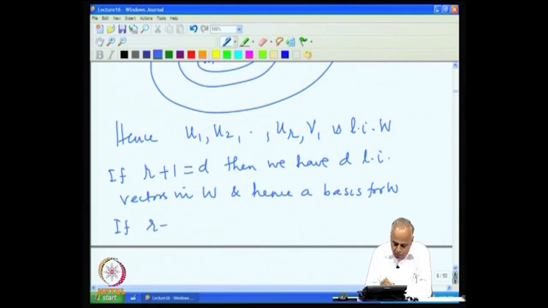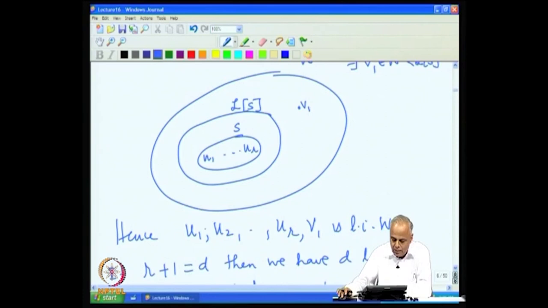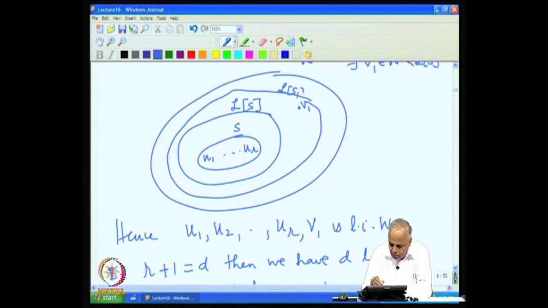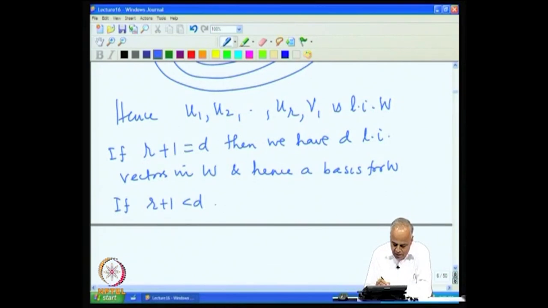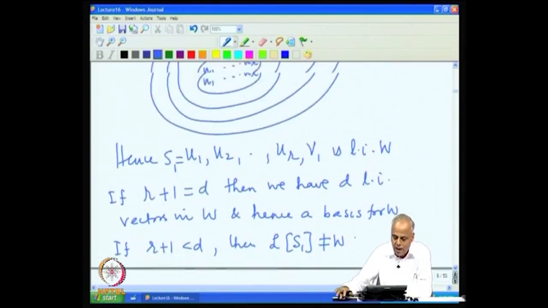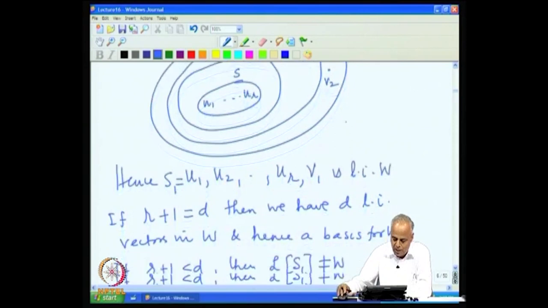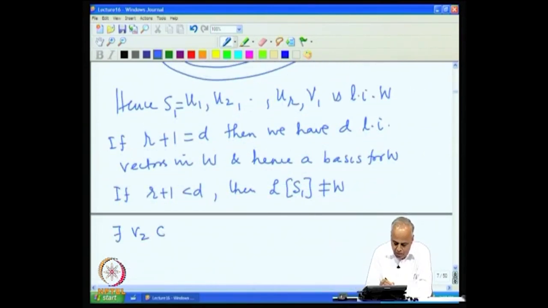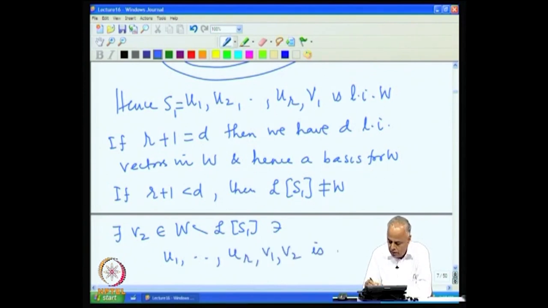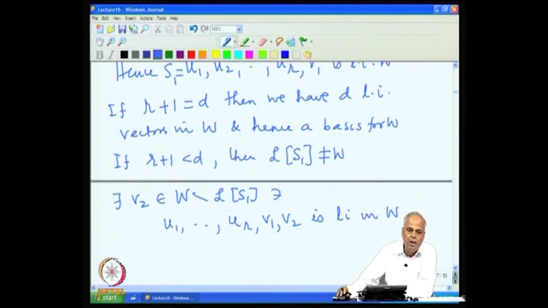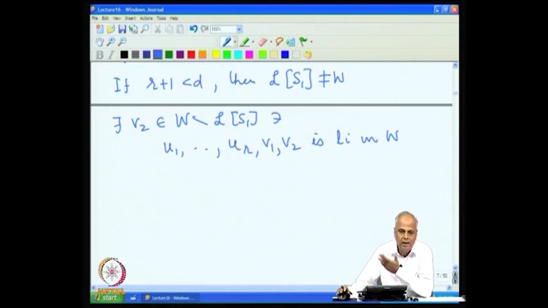If r plus 1 is still less than d, what we do is we now look at this space spanned by all these vectors together. So, if r plus 1 is less than d, then if I call this set S 1, LS 1 will still not span W. That means, I can pick another vector V 2 outside this. So, there exists V 2 belonging to W minus LS 1 such that U 1, U 2, U r, V 1, V 2 is linearly independent in W. Thus, we can go on expanding this set one by one, adding vectors from outside.